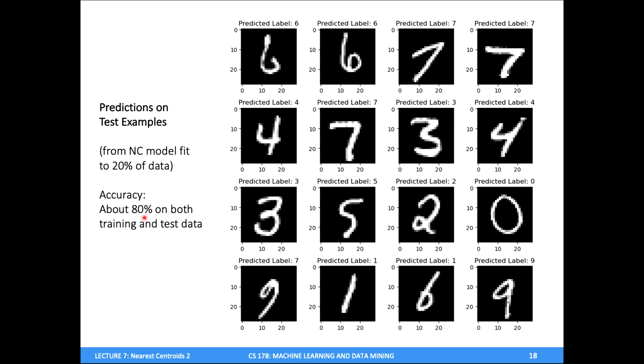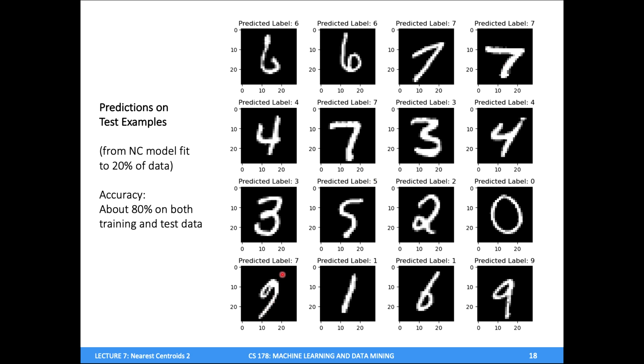What we get here is an accuracy of about 80% on this data set, which is not bad for a pretty simple classifier like nearest centroids on this very difficult problem. So it gets most of these correct, but it's kind of fun to look at where it makes mistakes.